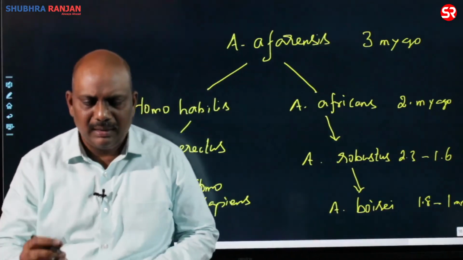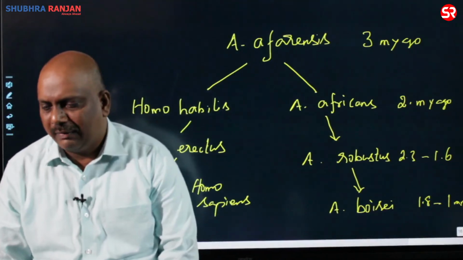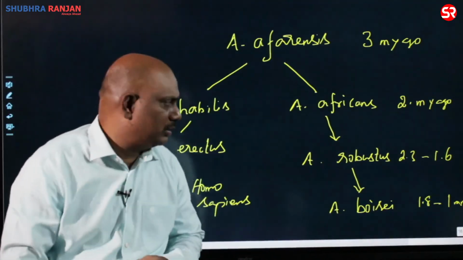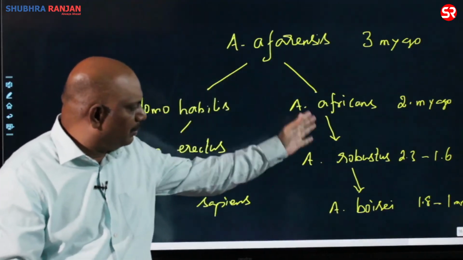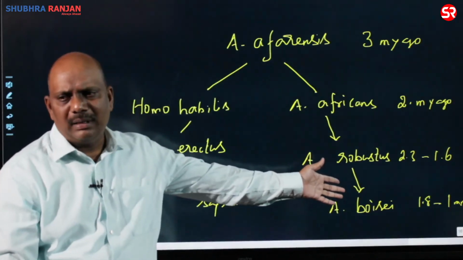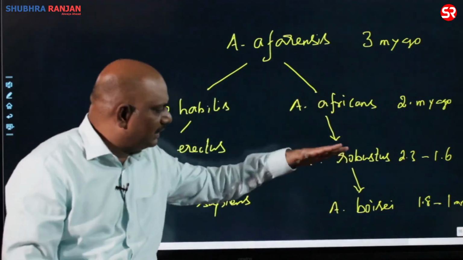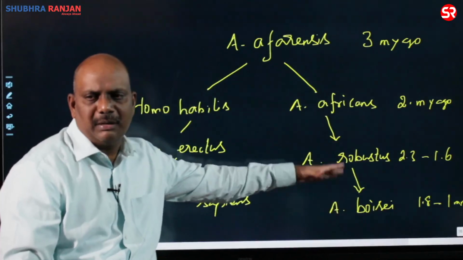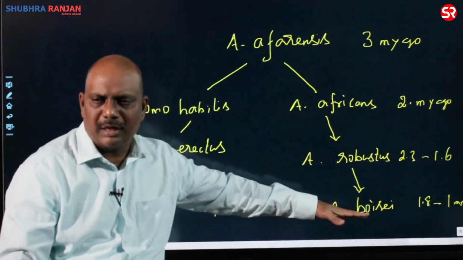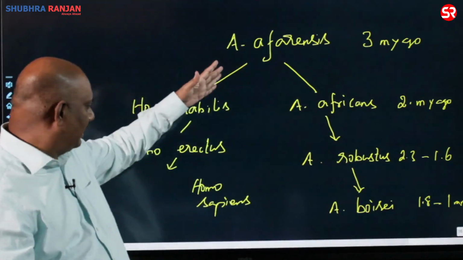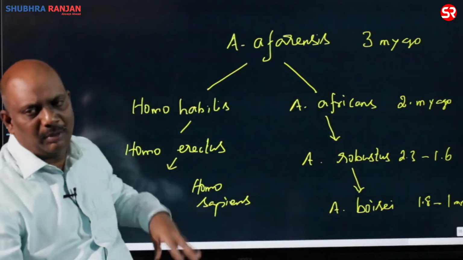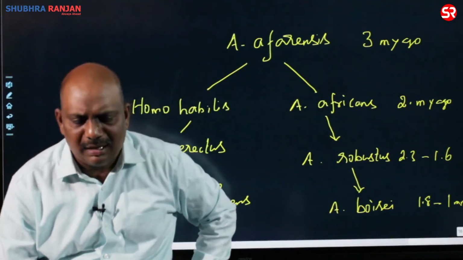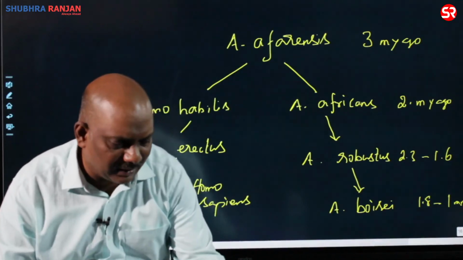Okay. This was the two-branch theory given by Donald C. Johnson and Timothy White. According to them, this boisei couldn't adapt to the environment, and that marks the end for the robust species. It became extinct. With that, the line stops. But it is the other side which evolved into Homo sapiens. Everything was fine until 1985.